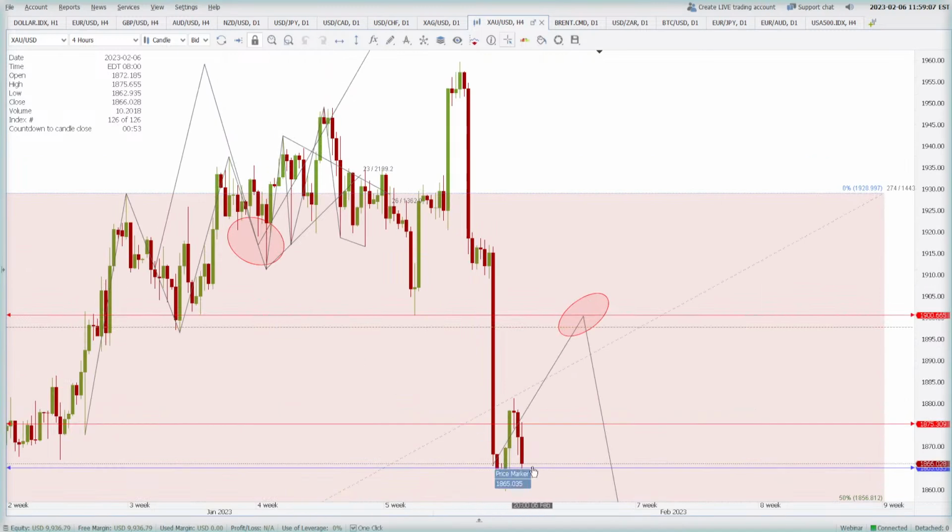So right now the price is actually trading at 1865, which is going to be support, and the resistance is 1875, at least on the 4 hour.